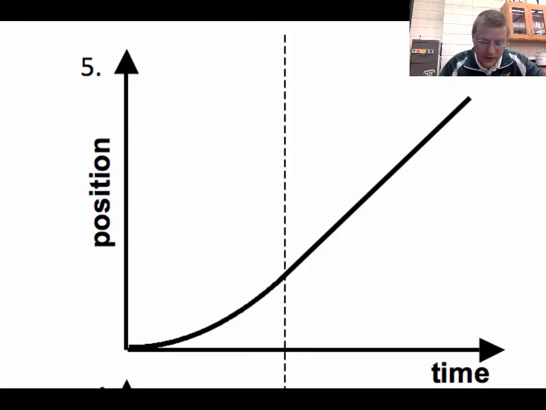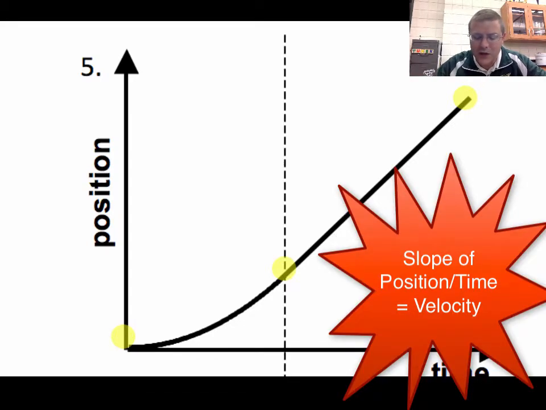So what I like to do is I like to focus on at least 3 locations. I focus on the beginning, I focus where this break is, and then I focus on the end. And at each of those times, I know that position over time, meters divided by seconds, tells me velocity. So the slope of those 3 points will actually give me my velocity graph.